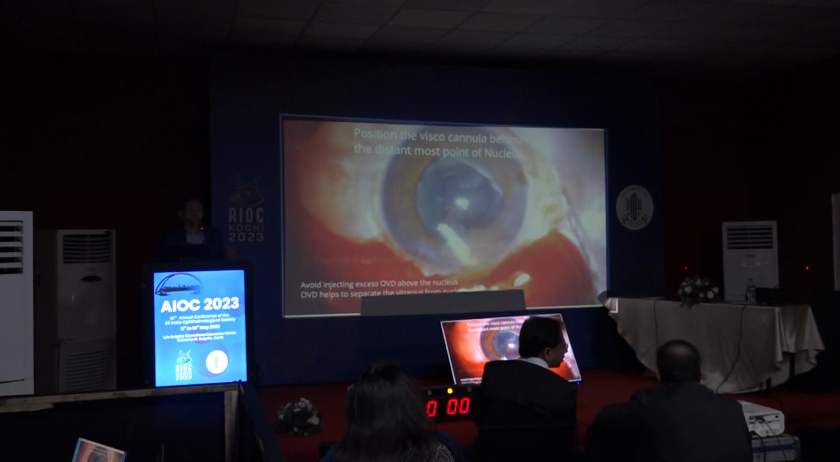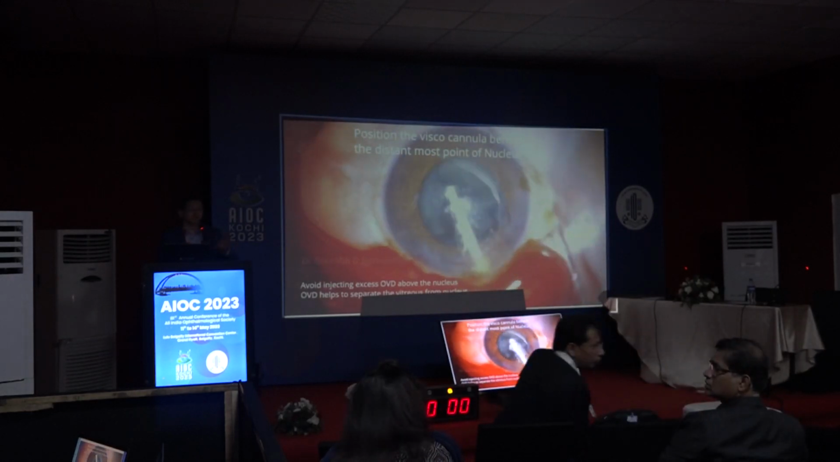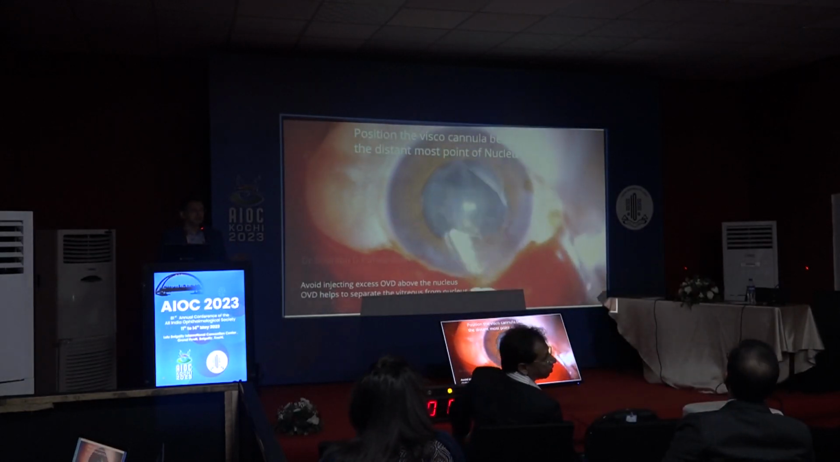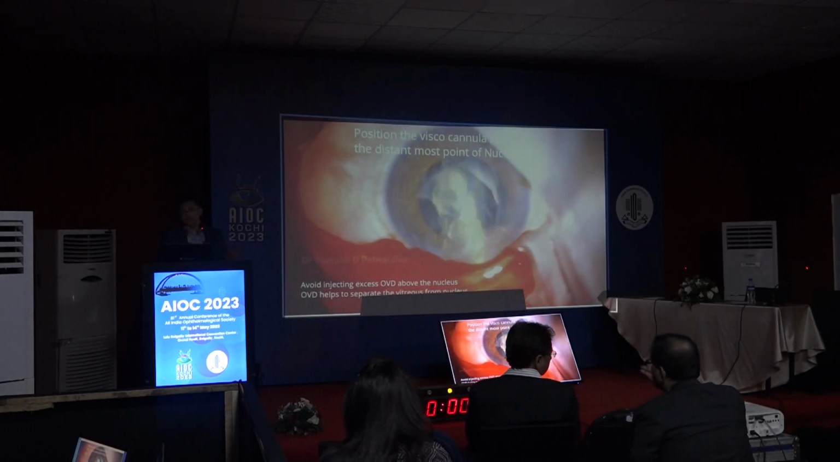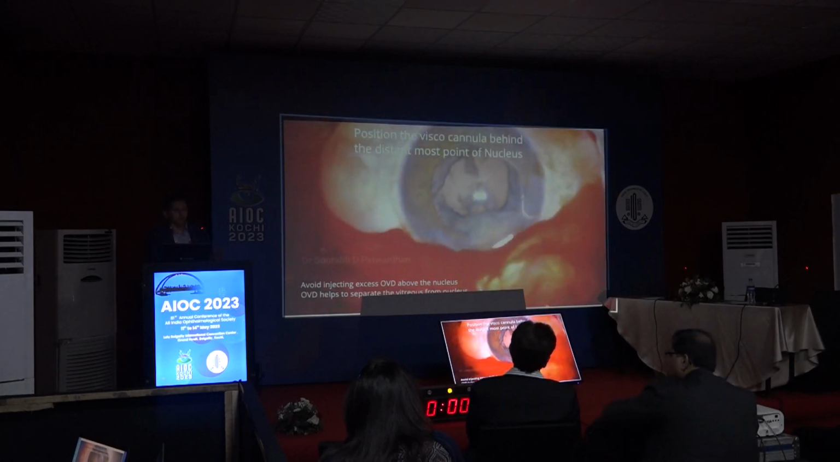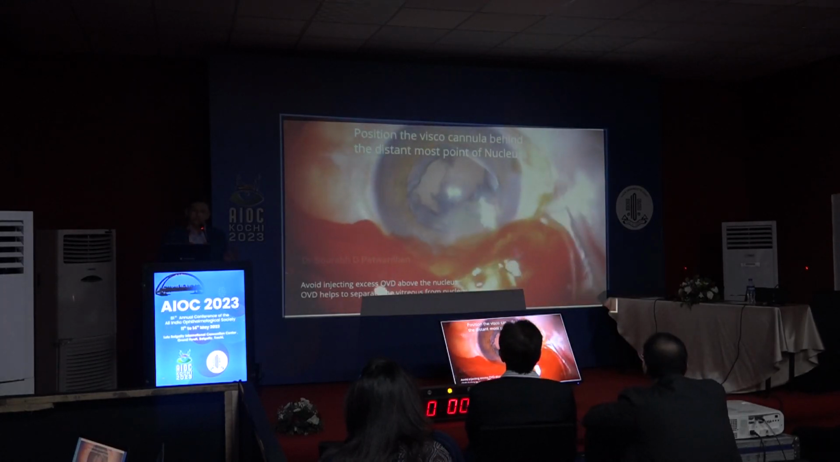So using visco removal, a good scleral tunnel and a nice size scleral tunnel, it's very easy, and you have a pristine clear cornea the next postoperative day with very good vision for the patient.